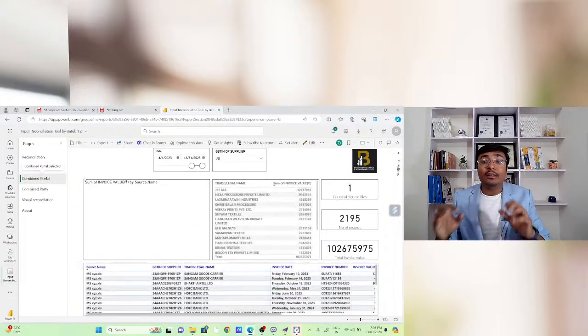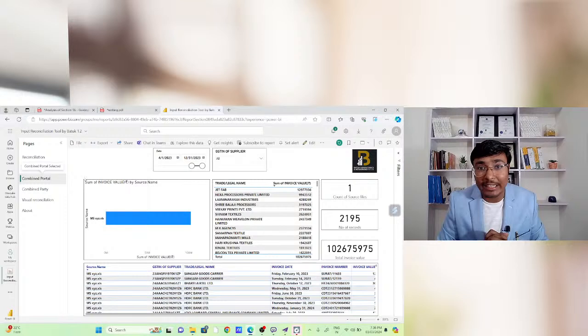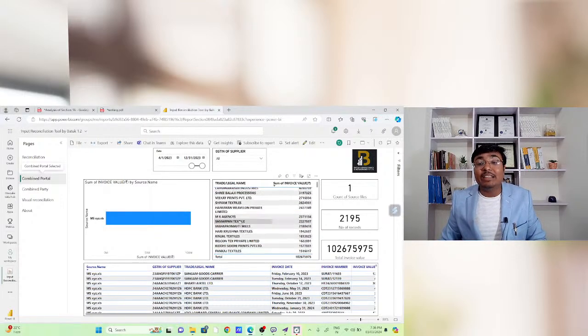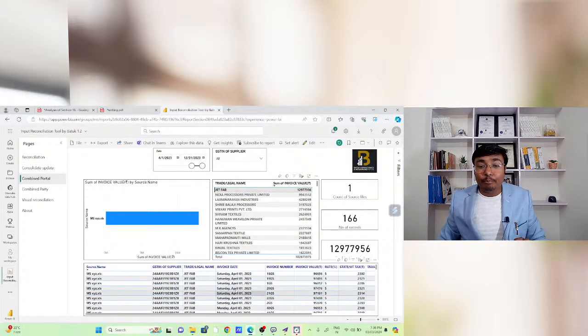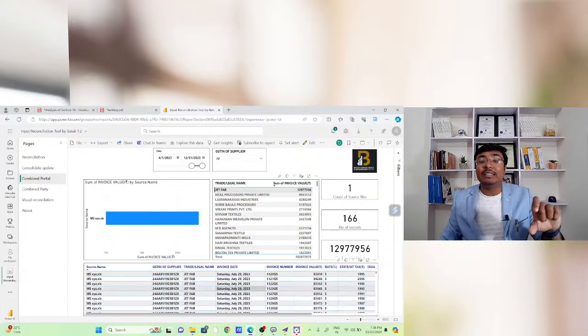Now if you want to analyze the purchases of your client, or if your client wants to analyze the price, in that case there is a party wise purchase also there. You just need to select the party, the complete invoices of the related party are there.